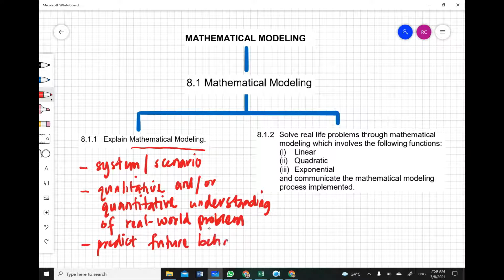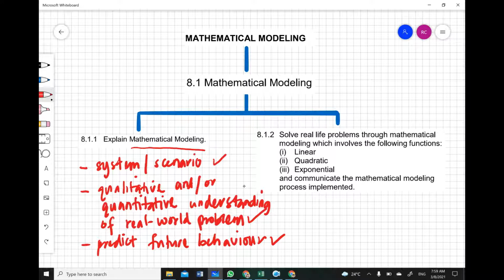You remember all these main points. Usually, I think this part will come out maybe in the objective question. They will ask you which one is the definition of mathematical modeling. So you have to identify these 3 points. It is a representation of system or scenario that is used to gain qualitative and or quantitative understanding of real world problem to predict the future behavior. These 3 points over here.